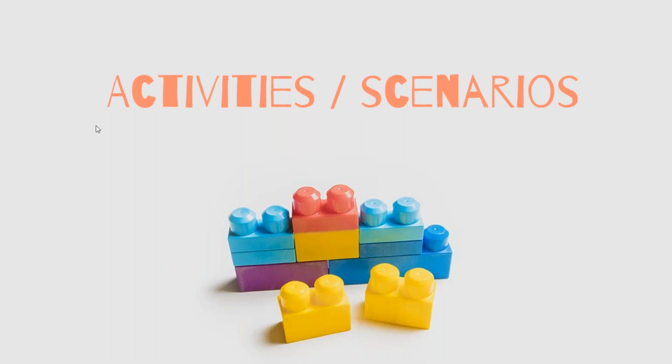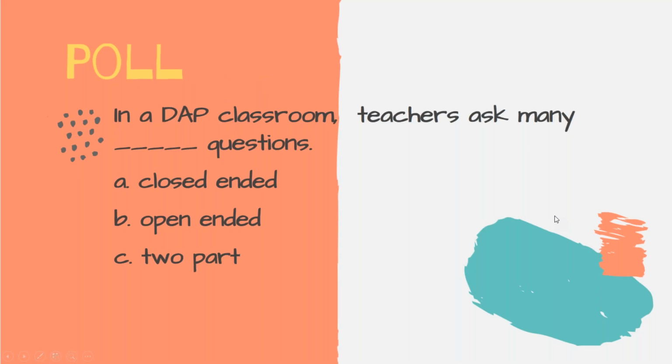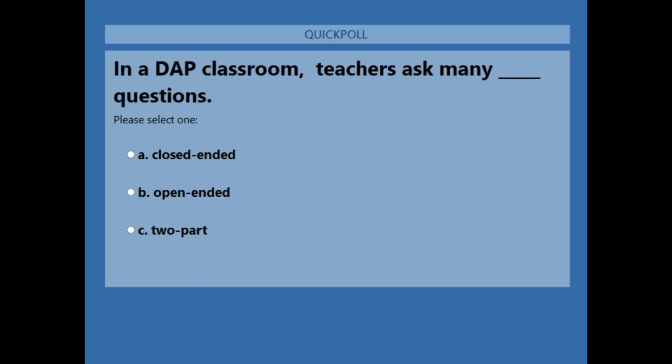All right. So now we're going to get into activities and scenarios. But first things first, we are going to do a poll. Yay. So it says in a developmentally appropriate practice, teachers ask many blank questions, close-ended, open-ended, or two-part. So you can launch that poll. We'll see. What do you all think? All right. This is going to be a given. This is easy. All right. Again, if you can't vote on the screen, make sure you vote in the chat box. Just type in your response in the chat.